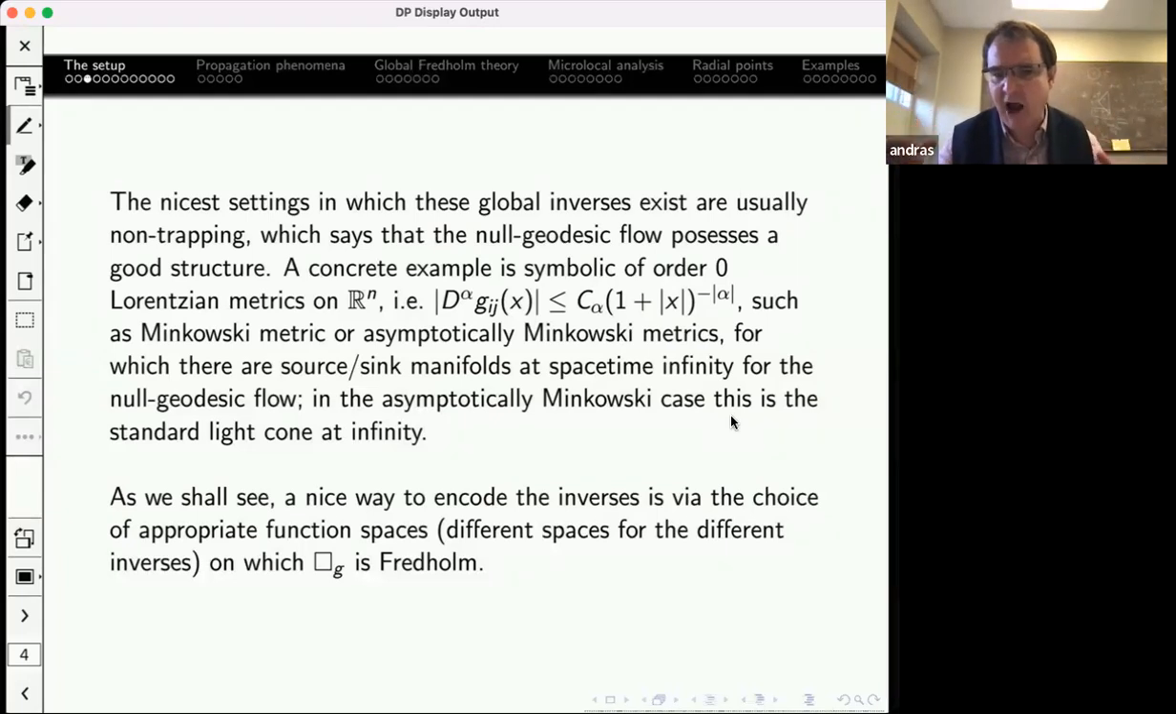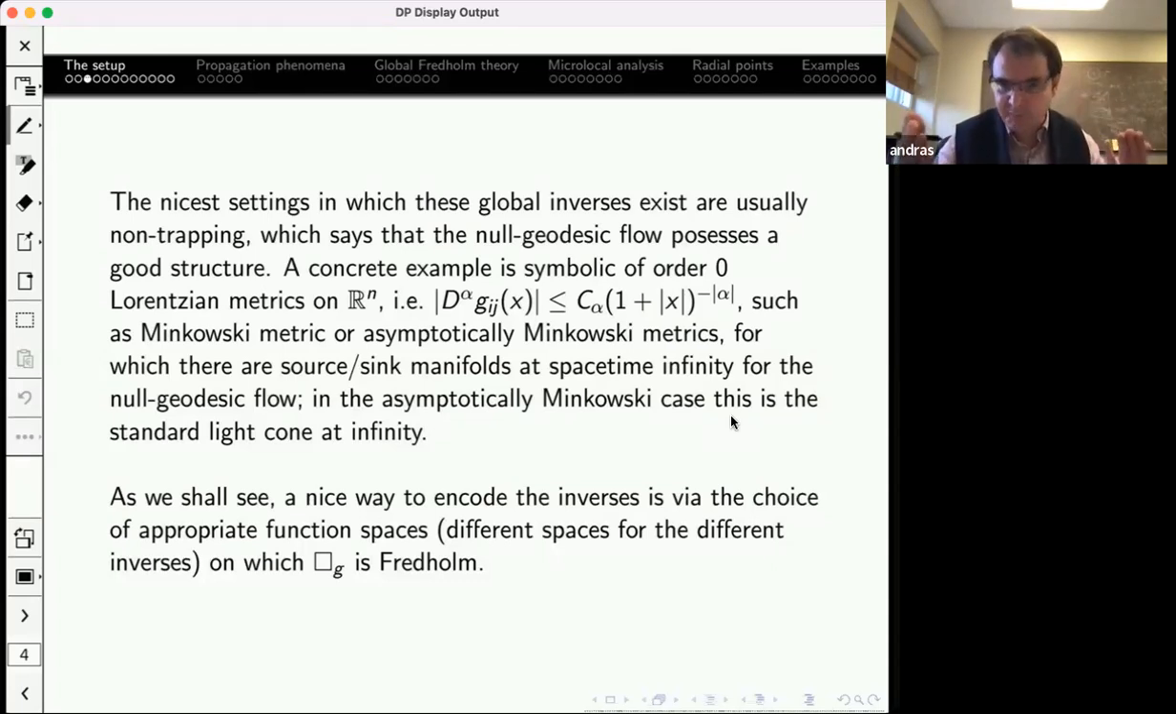This is not an elliptic problem where things are just stationary, where there's no time and nothing changes. Stuff moves around here, stuff propagates. These are wave equations, so you will need a good structure for the null geodesic flow. Basically, at spacetime infinity, it is best thought of as compactifying Rn, having a boundary at infinity, which would be a sphere at infinity, corresponding to different directions of going out to infinity.